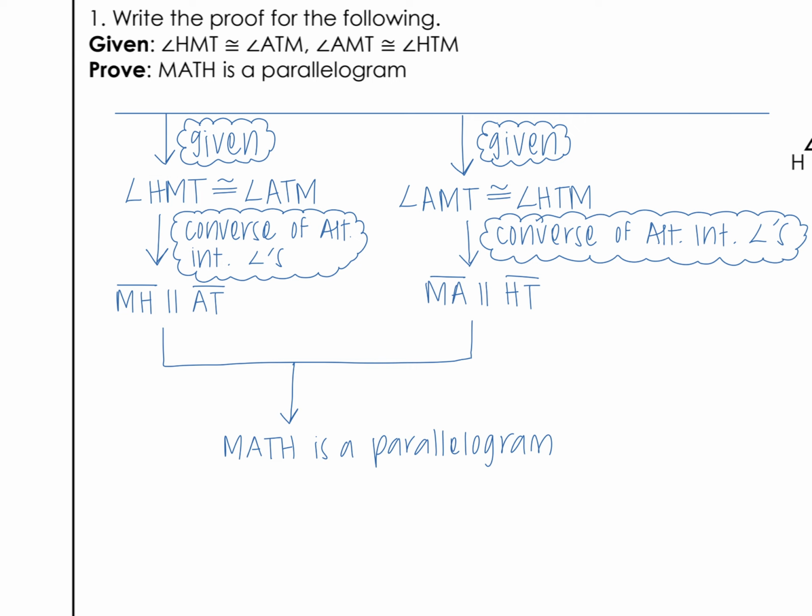So here I'm going to say both pairs of opposite sides parallel. I'm going to use that double line there just to say that they are parallel to each other, because that is the symbol for parallel. And then we are done. Okay, so that is it for number one. That one was a pretty quick, short one.